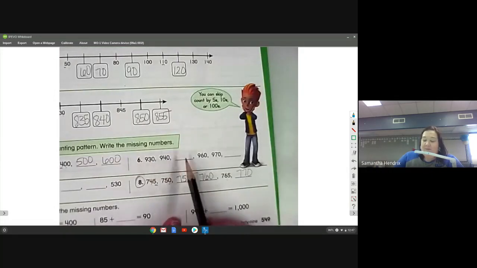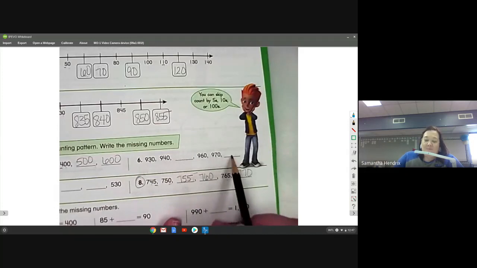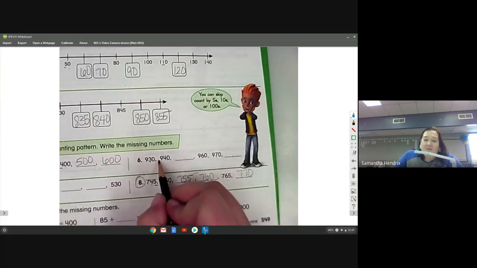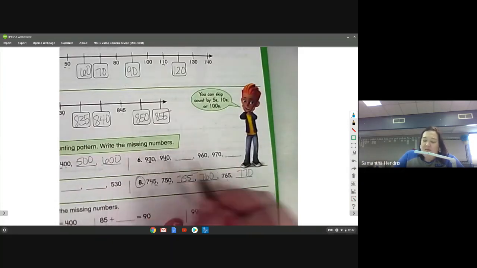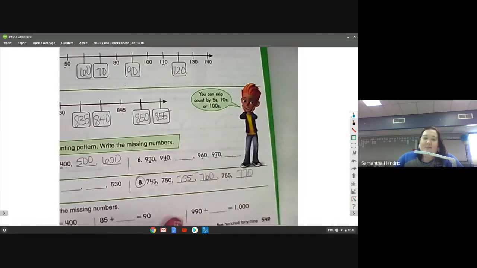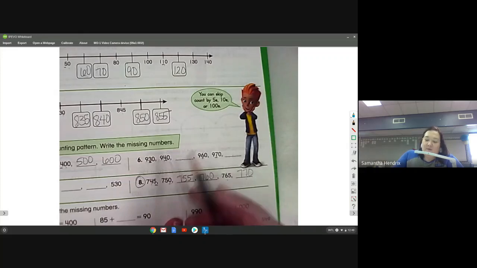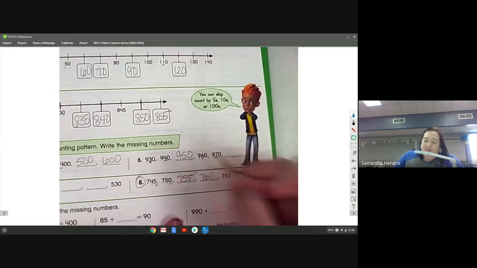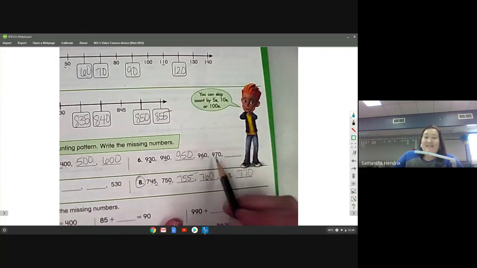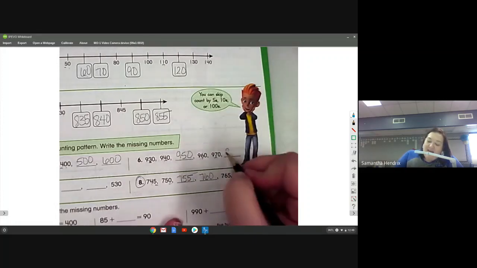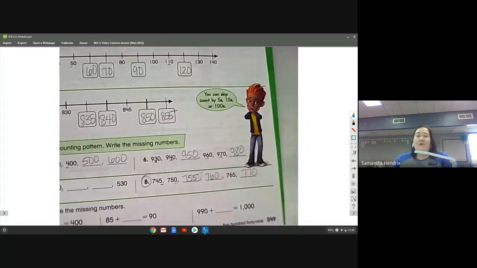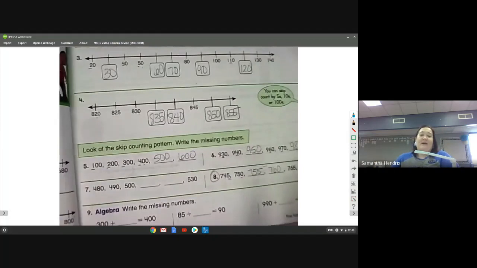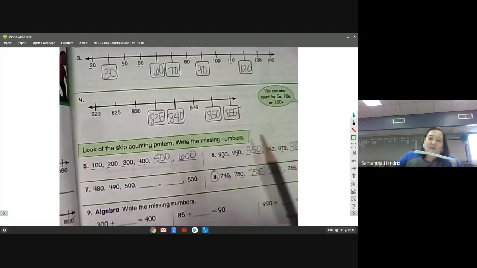930, 940, blank, 960, 970, blank. Hundreds are the same and our ones are the same. Look at your tens. That's where our pattern is. Our tens are increasing by 1. So 930, 940, 950, 960, 970, 980. Okay? Make sure you have them. If you got one wrong, erase it and fix it. Okay? You can pause and do that.